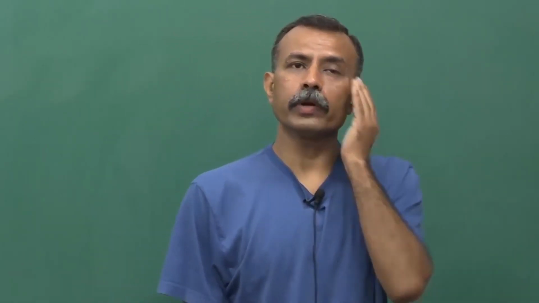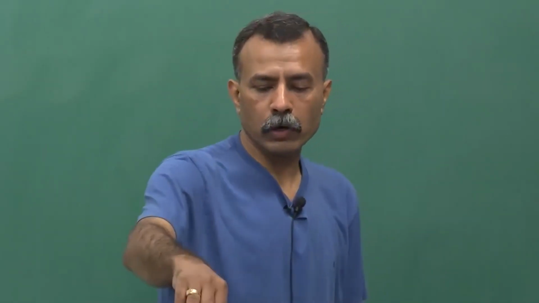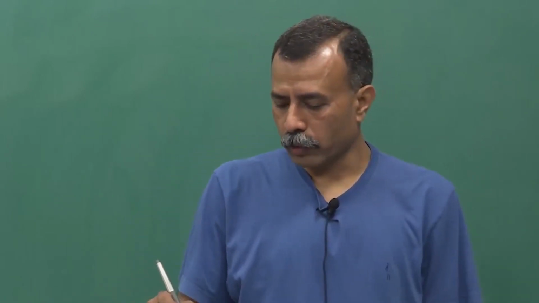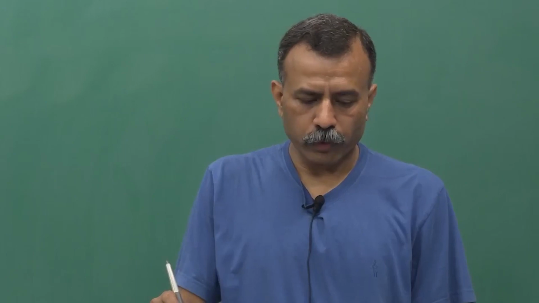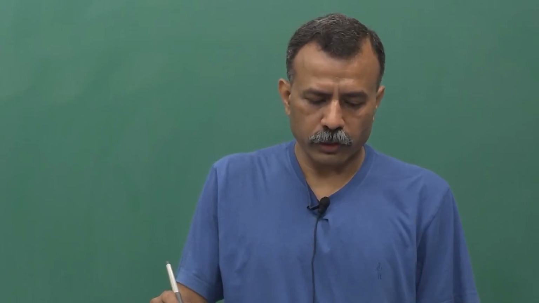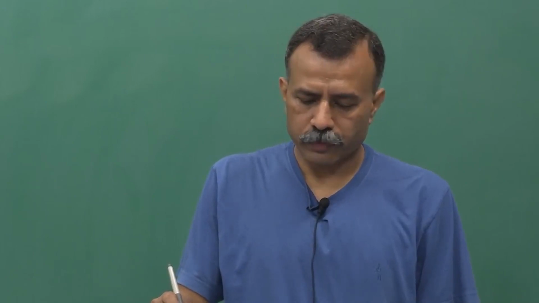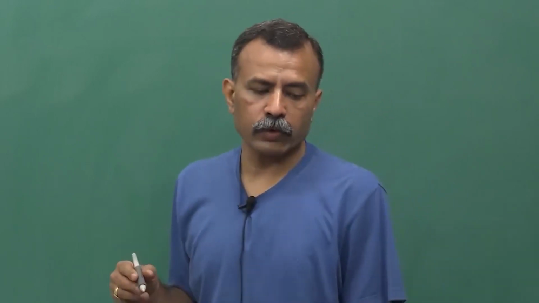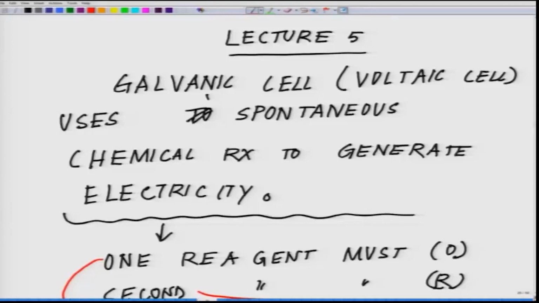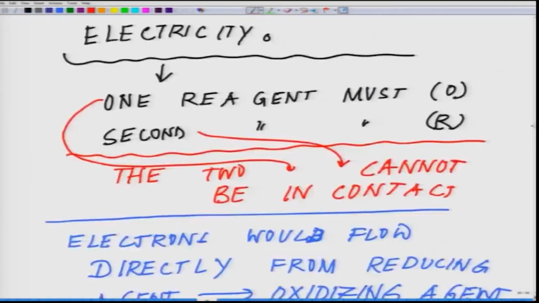So, just a small recap. When we talked in the last class about the galvanic cells, we put up a definition there which I wanted to revisit. A galvanic cell, which is a voltaic cell, uses a spontaneous chemical reaction to generate electricity, and I mentioned two things here. One reagent must oxidize and the second one must get reduced, and the two should not be in contact.